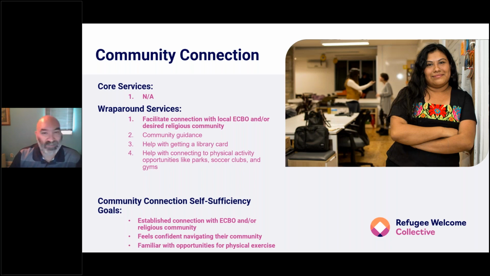Community guidance, like where's the local park and where's the library and those kinds of things. Help with getting a library card might be one important one. Help with connecting to physical activity opportunities like parks and soccer clubs and gyms. And some of those goals are things like establishing connection within an ECBO, an ethnic community-based organization, and/or religious community, so that they feel confident navigating their community and that they're familiar with opportunities for physical exercise.